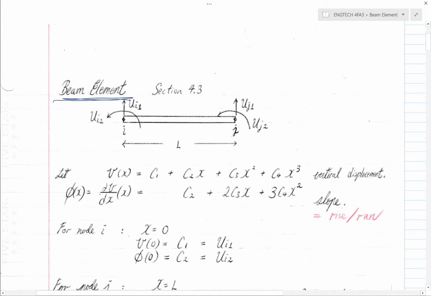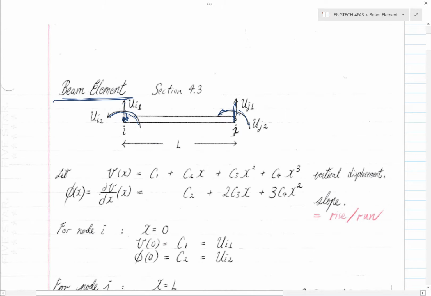So what does a beam element do? The beam element has a length and has two nodes, node I and node J. Each node will tell you two things: the movement perpendicular to the beam, which in this case, since the beam is going along X, is the movement in Y, and the angle, how much it turns, at the node.